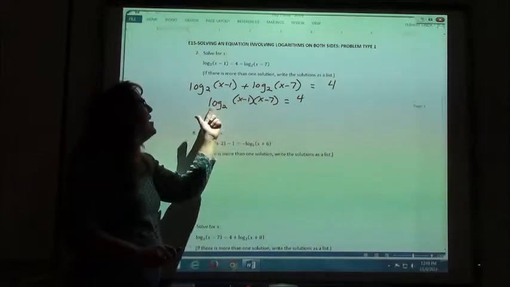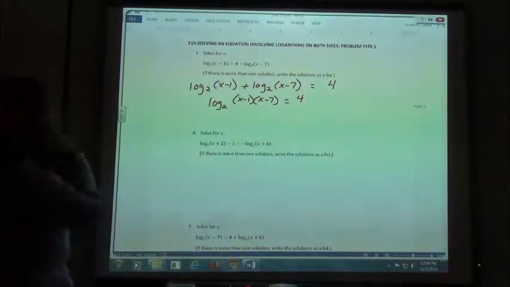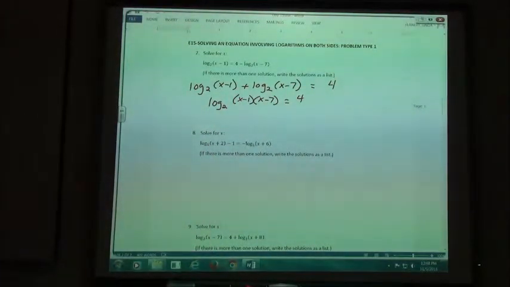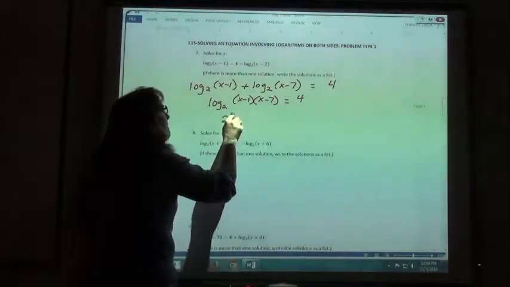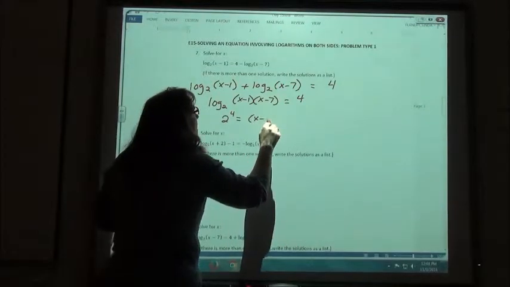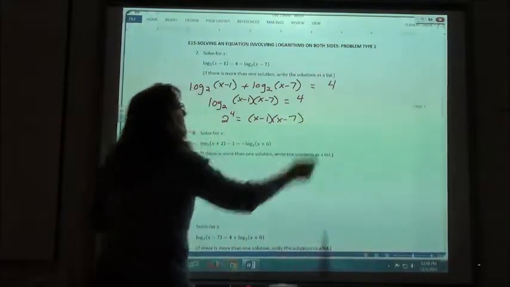So now that we've got it written as a single logarithm, now we can rearrange it into exponential form like we did on the previous problems. I'm going to have 2 to the 4th power equals my x minus 1 times my x minus 7.